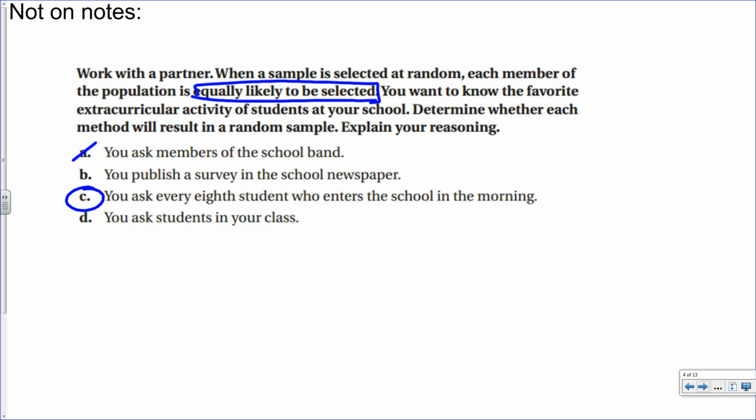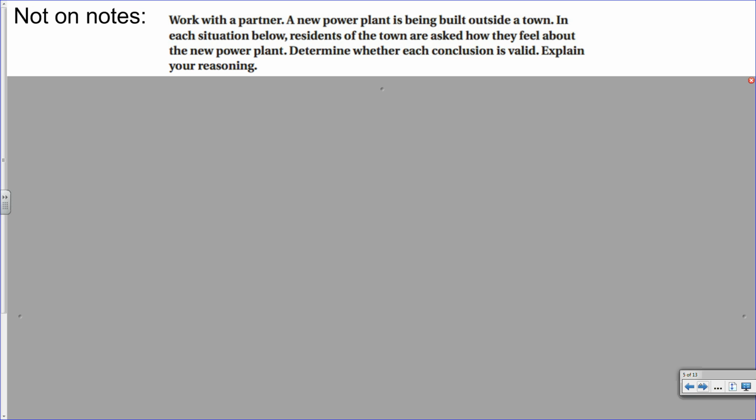A will not work because not everyone's in band. B will not work because not everyone actually reads the school newspaper or cares about surveys in those. And D is only your class, so everyone is not equally likely to be selected. So it's important that you have an appropriate sample of your population.